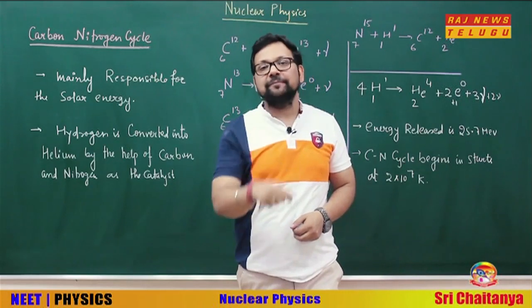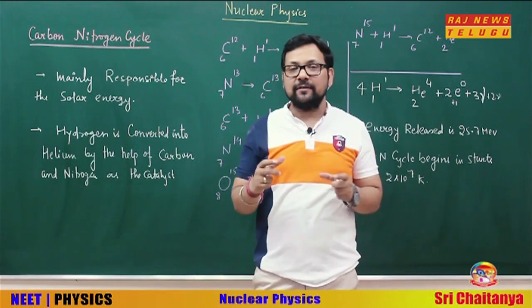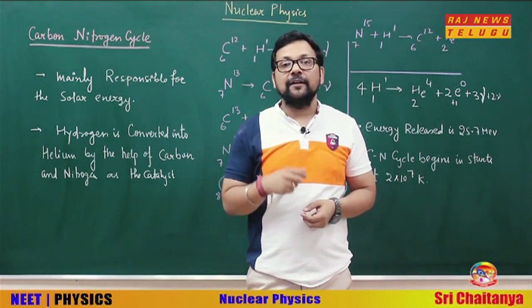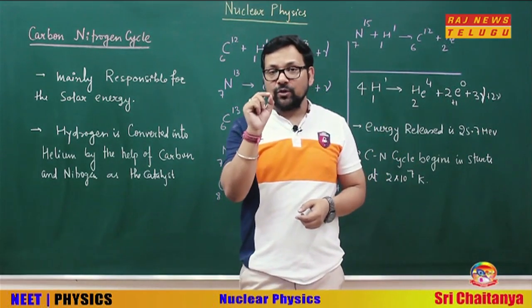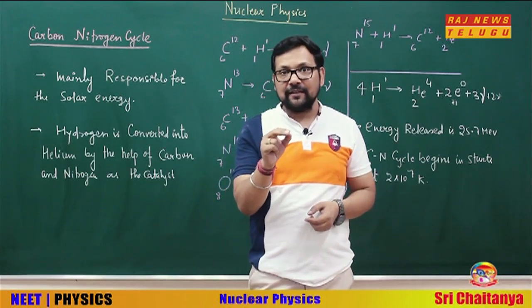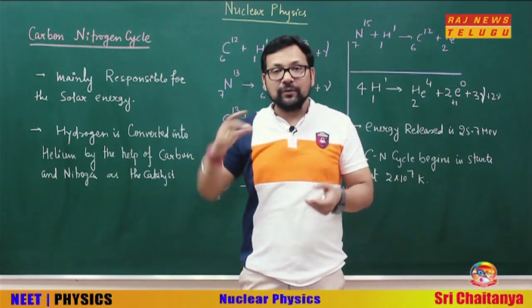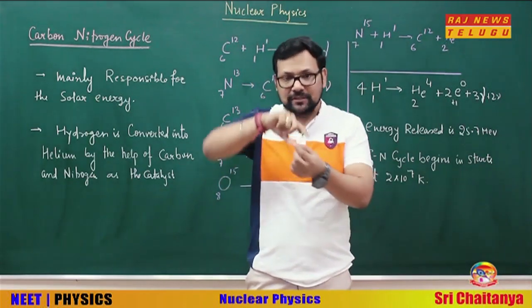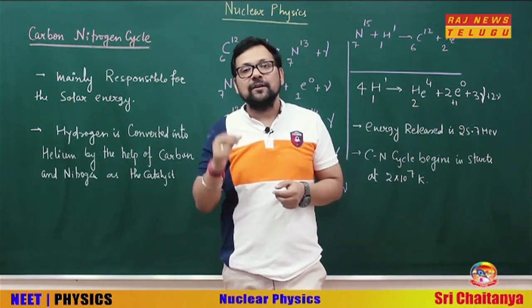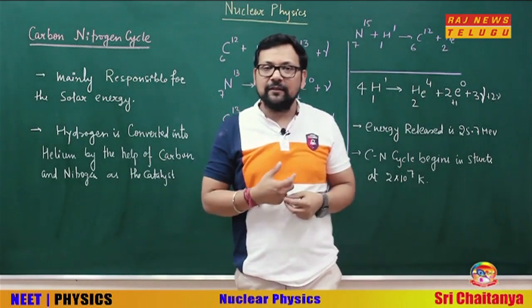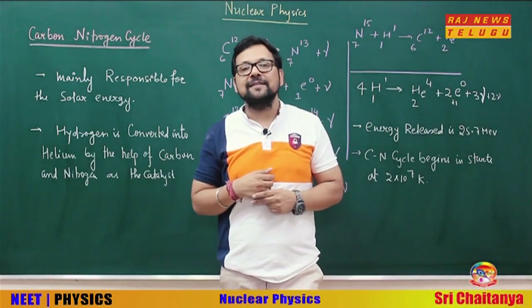Bothe and Becker, these were the two great scientists. They thought that solar energy is basically due to the carbon-nitrogen cycle. Just concentrate on the word I'm saying. I'm not saying carbon-nitrogen fission or fusion or nuclear reaction. What I'm saying is carbon-nitrogen cycle. So this is a proper cycle, a 6-step cycle. What happens here? What energies are liberated there? What are the ingredients there? That is the topic of today's discussion.